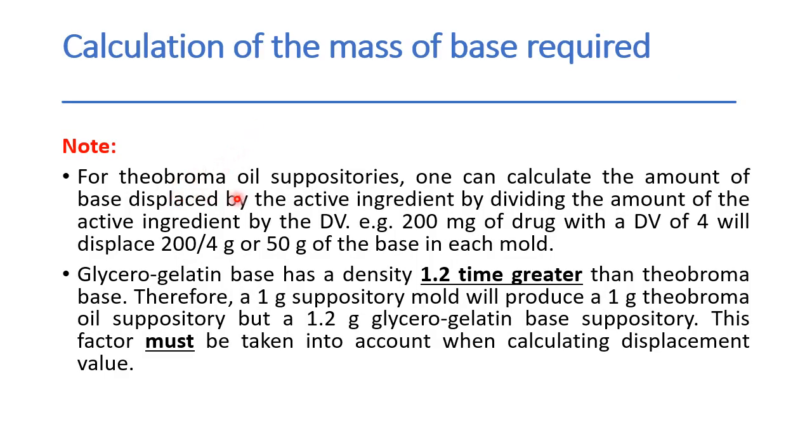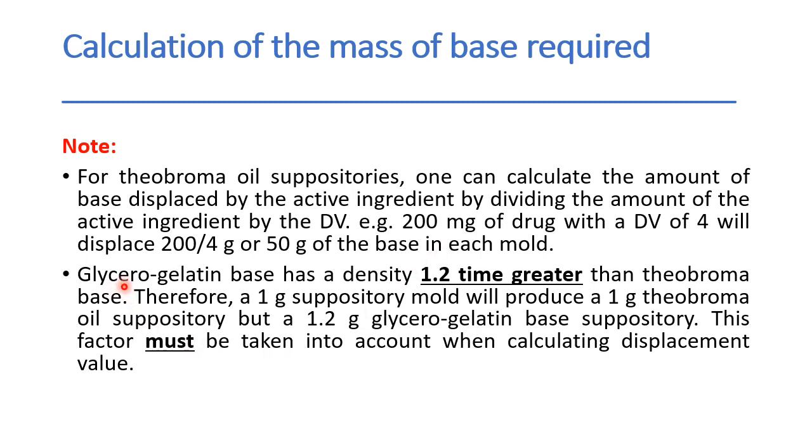To make it easier to calculate the amount of the base displaced by the active ingredient, we can simply divide the amount of the active ingredient by the displacement value. So for example, if we have 200 mg of a drug to prepare suppository, and the displacement value of this drug is 4, then 200 milligrams divided by 4, and this gives 50 mg. This means that 200 milligrams of the drug will displace 50 mg of the base in each mold.